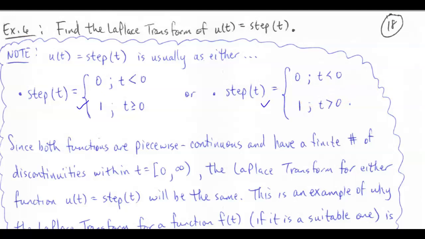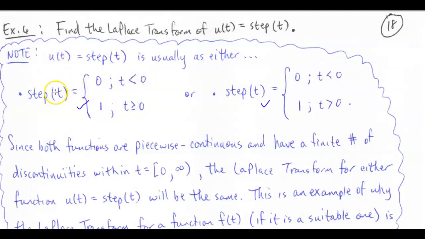The point that I want to make here is, remember when we talked about the Laplace transform not being unique for a particular function. If you remember back in the first video, that's one of the things that we talked about: I could have two functions that will end up having the same Laplace transform if the area under the curve of those two functions is the same. And so this is an example of that.